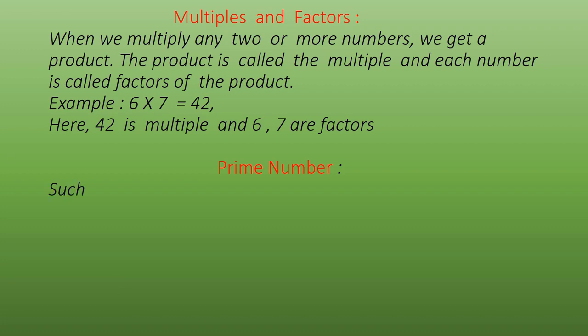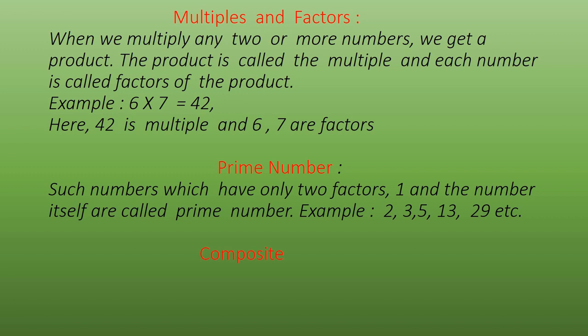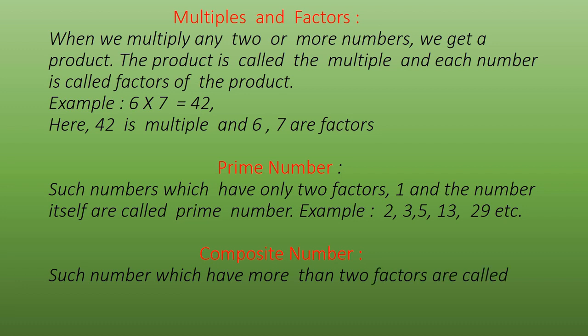Prime number. Numbers which have only two factors, one and the number itself, are called prime numbers. Example, 2, 3, 5, 13, 29, etc. Composite number. Numbers which have more than two factors are called composite numbers. Example, 4, 9, 18, 25, 57, etc.